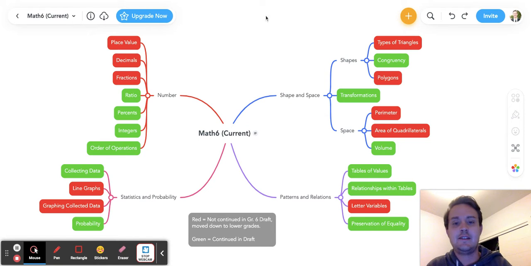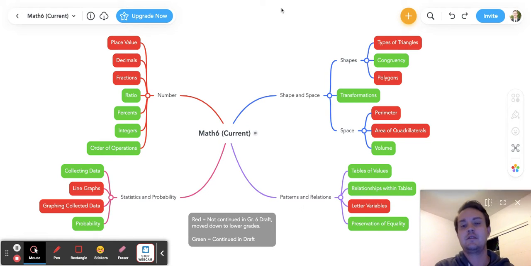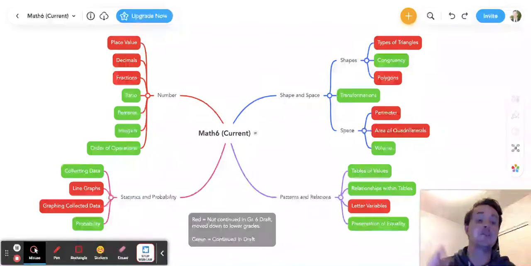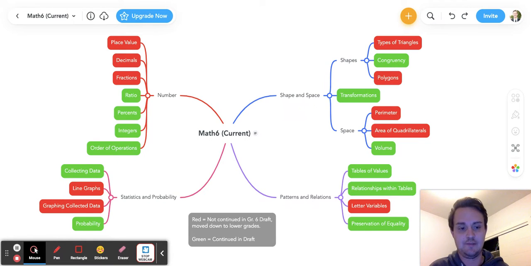Okay, so this is the current Alberta Math 6 curriculum. This is what we teach. A simplified version in a mind map, obviously, but what I wanted to do was color code by outcomes that are still found in the next draft curriculum and outcomes that are not found in grade 6 in the draft curriculum. So what I mean by that is, let's talk about Math 6.